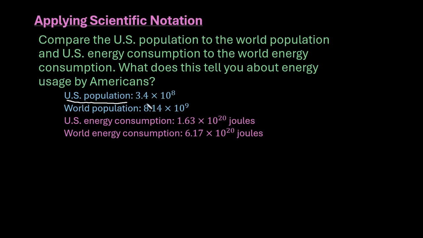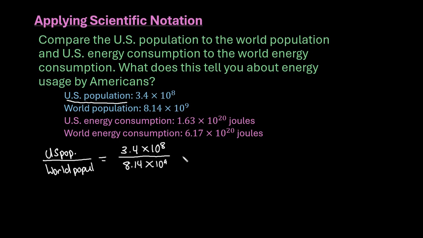So in the US right now we have approximately 340 million people, which is referenced as 3.4 times 10 to the 8th. And the world population is approximately 8.14 billion, which is set up in scientific notation as 8.14 times 10 to the 9th. So when we are comparing the US population to the world population, we're going to set it up as a ratio of the two and then convert it into a percent. So we would do 3.4 times 10 to the 8th over 8.14 times 10 to the 9th.